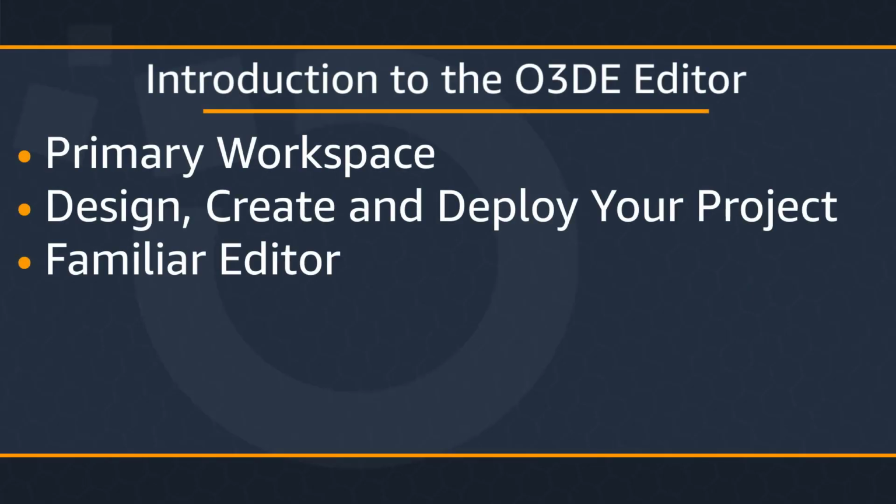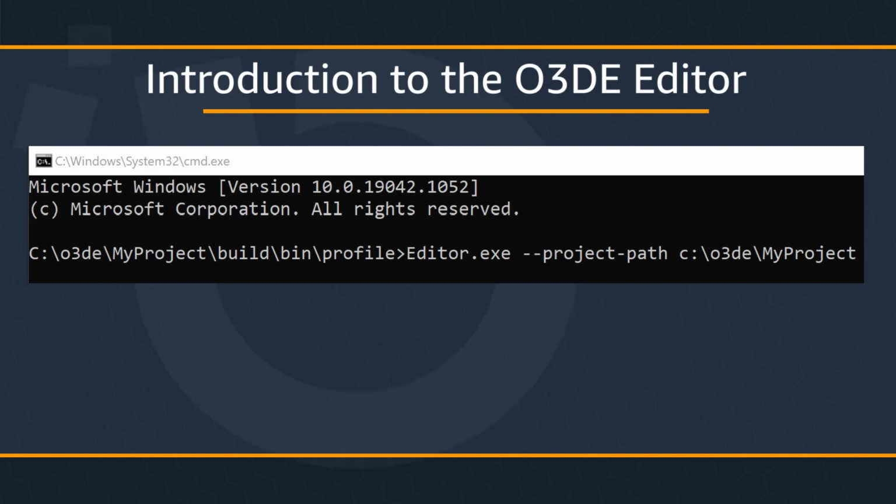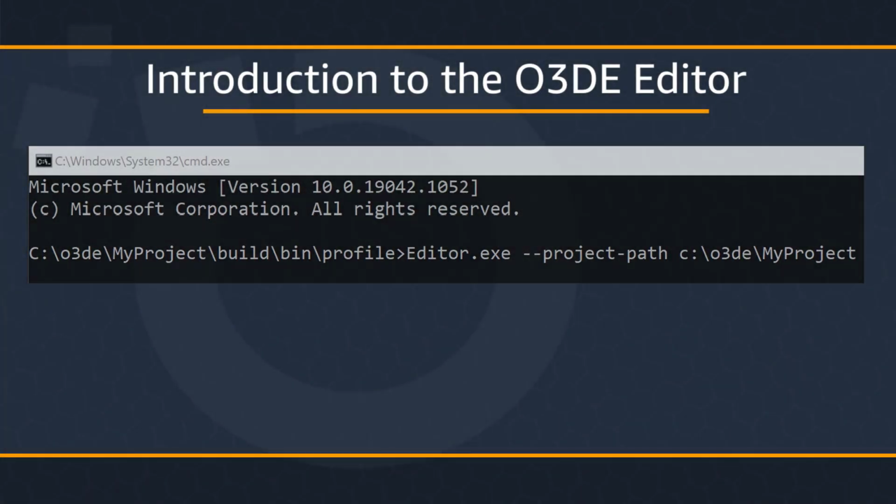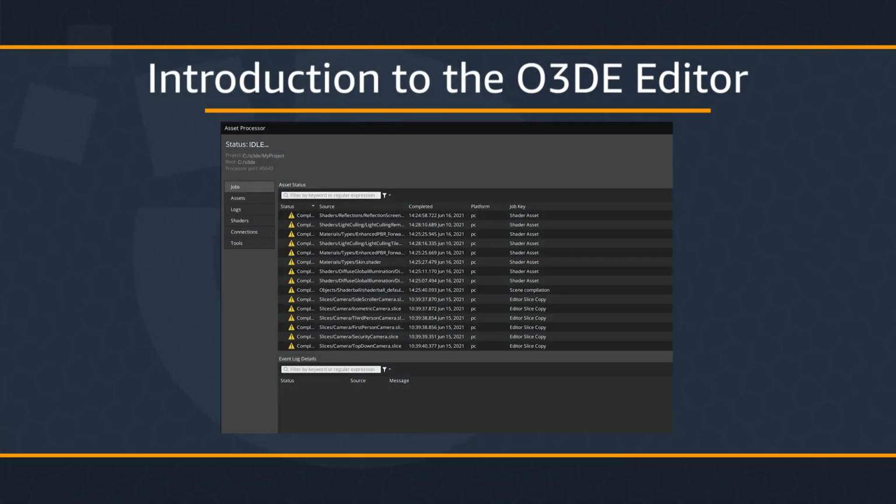The O3DE editor is your primary workspace for designing, creating, and deploying your projects. Now, if you remember from the creating projects using command line videos, we use this command line to start our editor. We're going to go ahead and run this command again. If this is your first time running the editor, you may have to wait for Asset Processor to finish processing all critical assets before the editor loads.